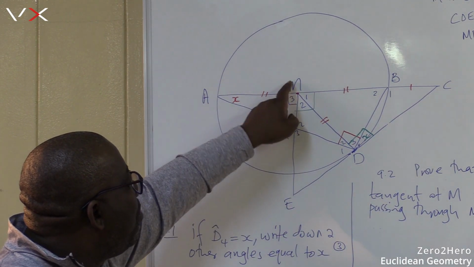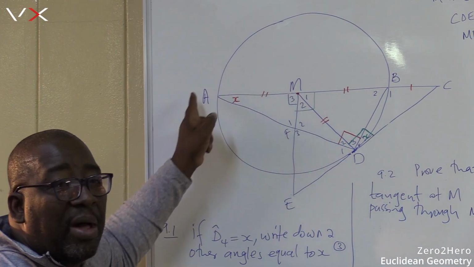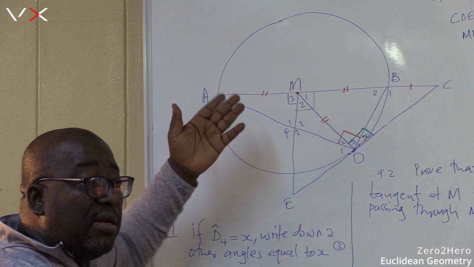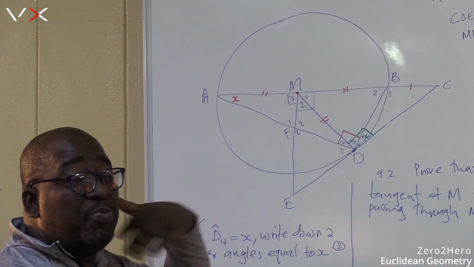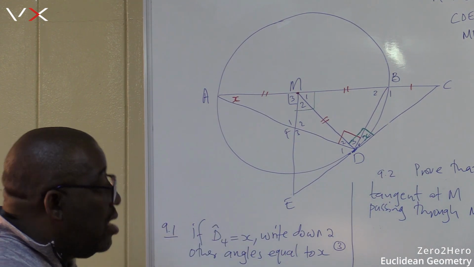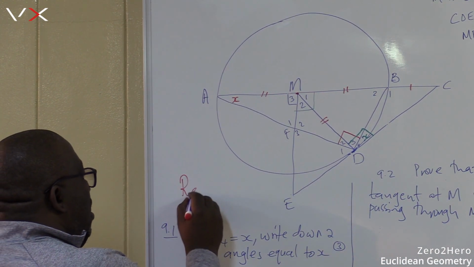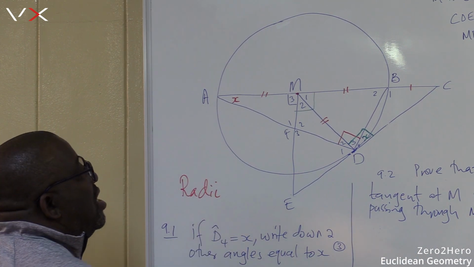AM is equal to MD. Why are these two equal? Radii. Radius, radius. The plural for radius is radii.